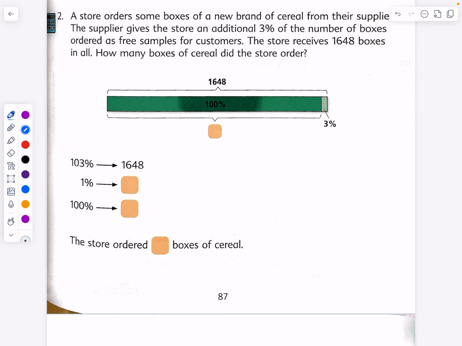Hello, hello. We continue to work through examples of word problems about reverse percentages. I will explain what I mean by reverse percentages after we read this problem.